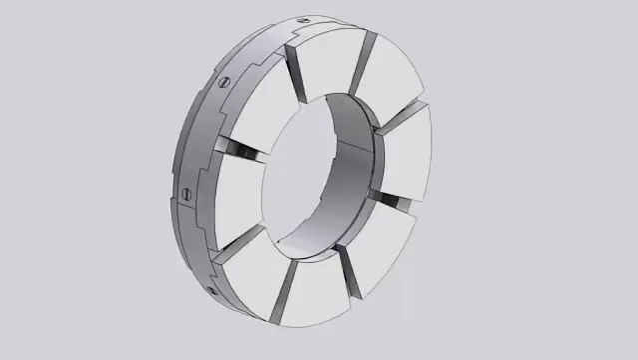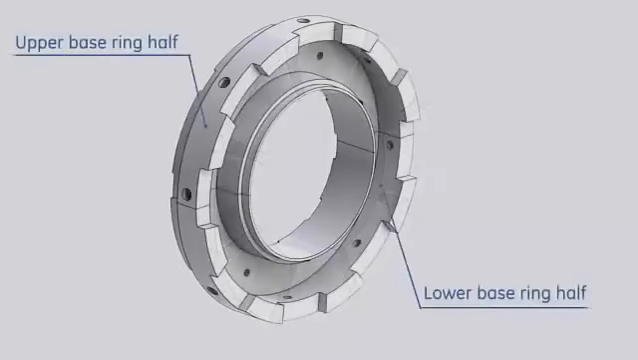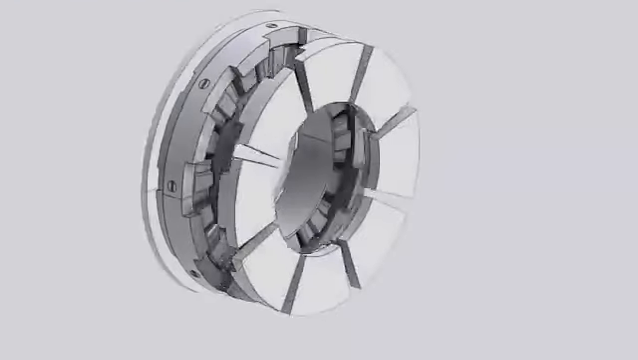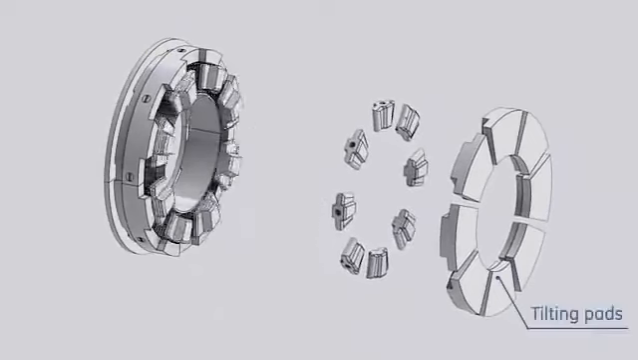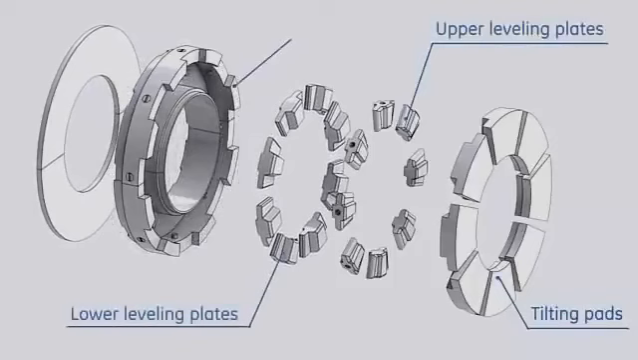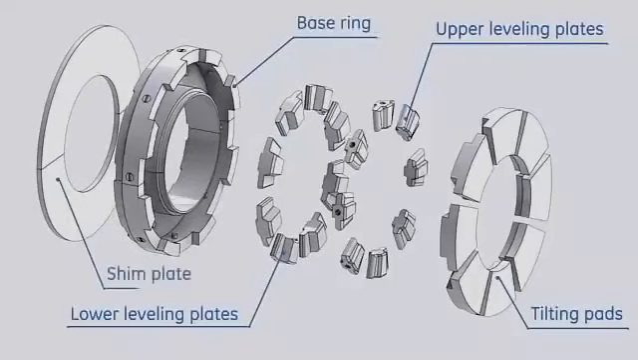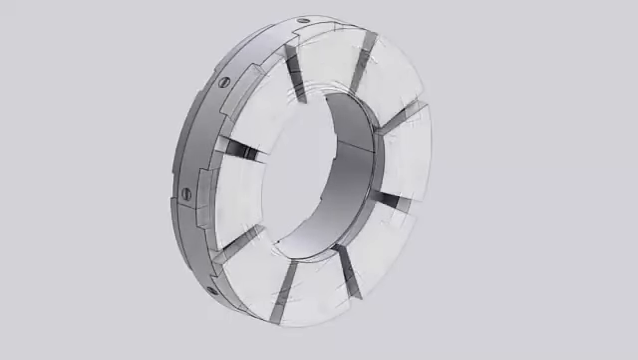The main components of this bearing are the base ring, the tilting pads, upper leveling plates, lower leveling plates, and shim plate. The base ring provides support for all parts of the bearing assembly and keeps parts in the proper location.